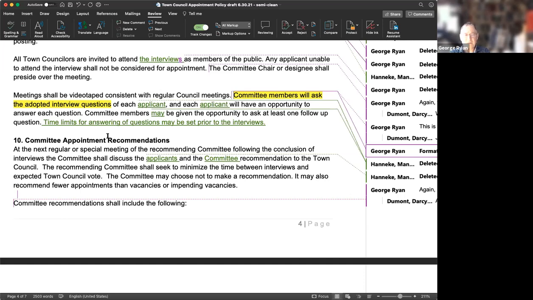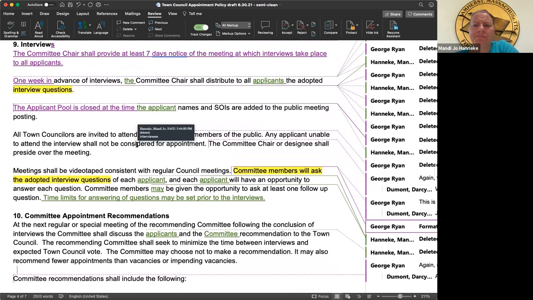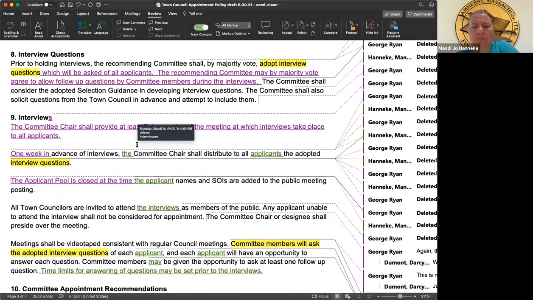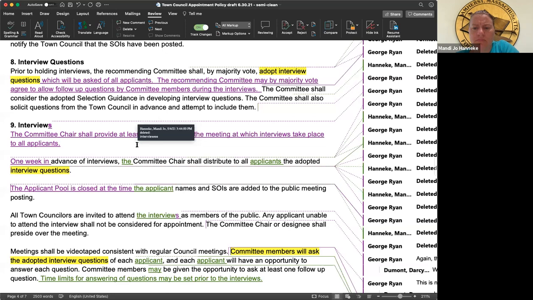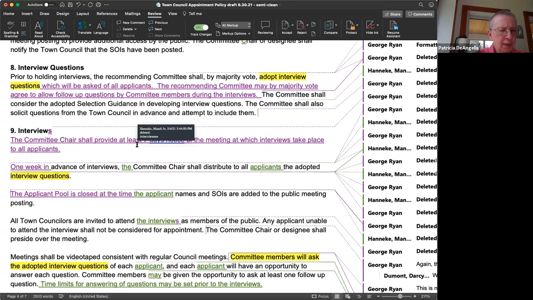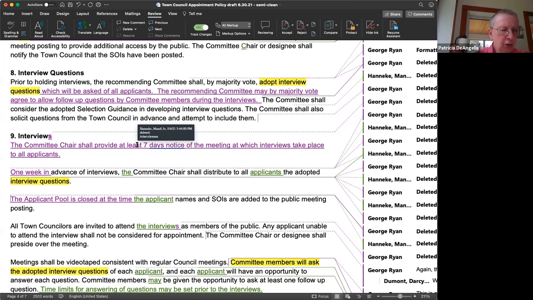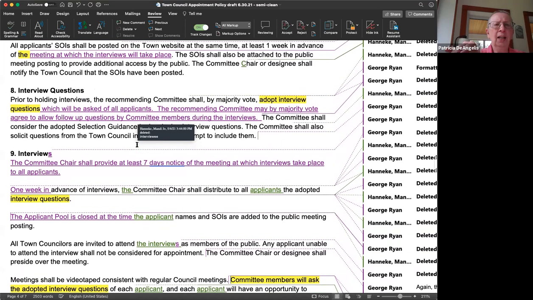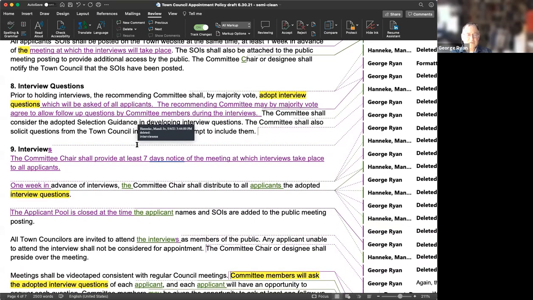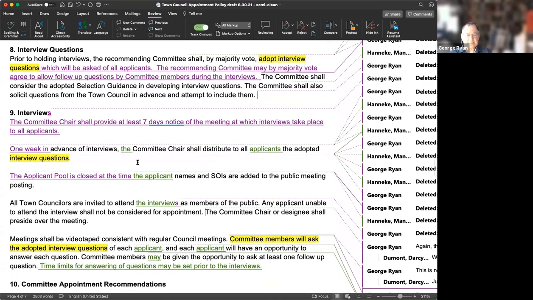Time limits for answering the questions may be set prior to the interviews. Again, I guess we could put it in, but I wonder if that belongs better in section 8 with interview questions. Yeah, that could go as the very last sentence. The recommending committee may adopt a set of standard questions, and then the sentence about time limits for answering questions may be set prior to the interviews, and applicants notified. It could just end that paragraph. So you want to move this to section 8? Yep, the end of section 8.